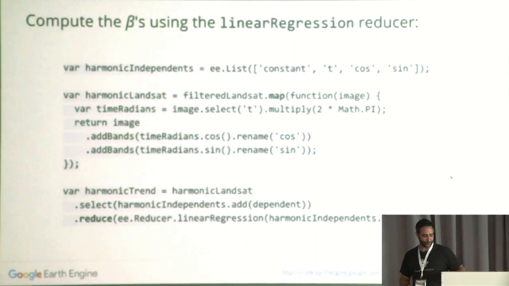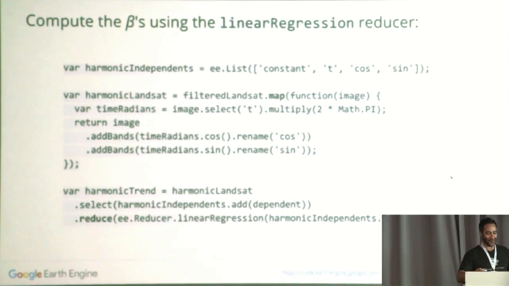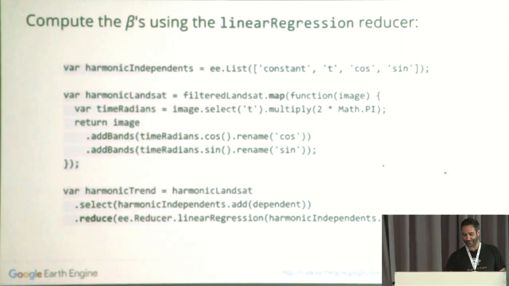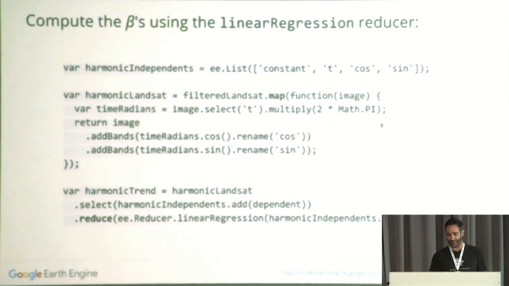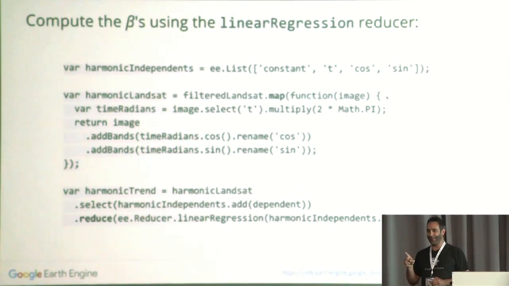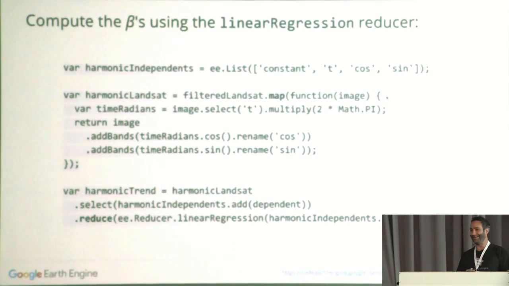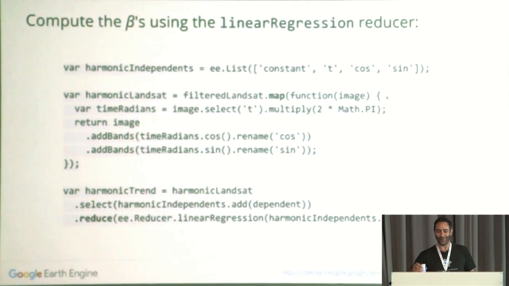Question? Can we do nonlinear regression yet? You mean like a t-squared term? Yes. Sure. So this would be simply adding, add bands t dot pow 2, I think is how that works. Anyway, I don't have the API memorized yet, unfortunately. Maybe some of you do.